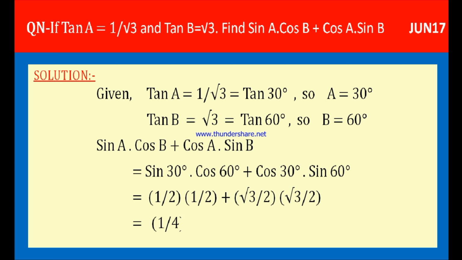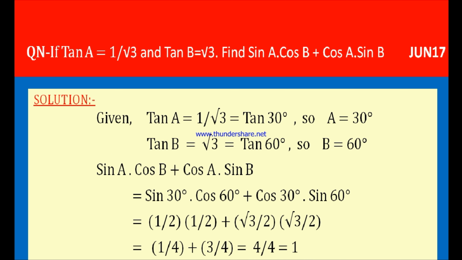Now 1 by 2 into 1 by 2 is 1 by 4, plus root 3 by 2 into root 3 by 2 is 3 by 4. By adding, 1 plus 3 is 4 by 4, which is equal to 1. Therefore, the value of sin a cos b plus cos a sin b is equal to 1.